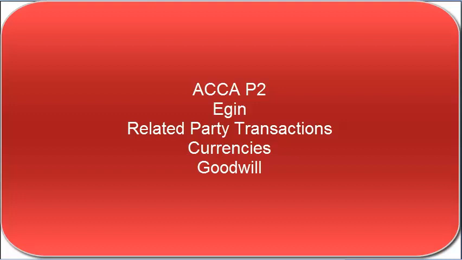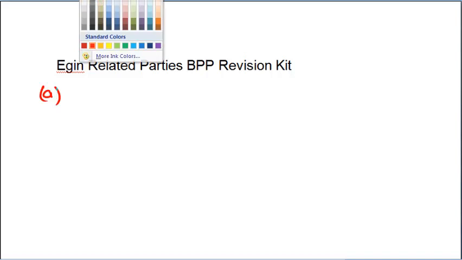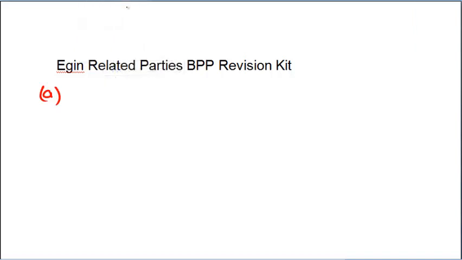So we're going to take a look at this question called Egin. And we're going to go through it bit by bit. It's all about related parties. And it says discuss why it is important, explaining the criteria which determine a related party relationship. So I'm going to say, first of all, what are the criteria?